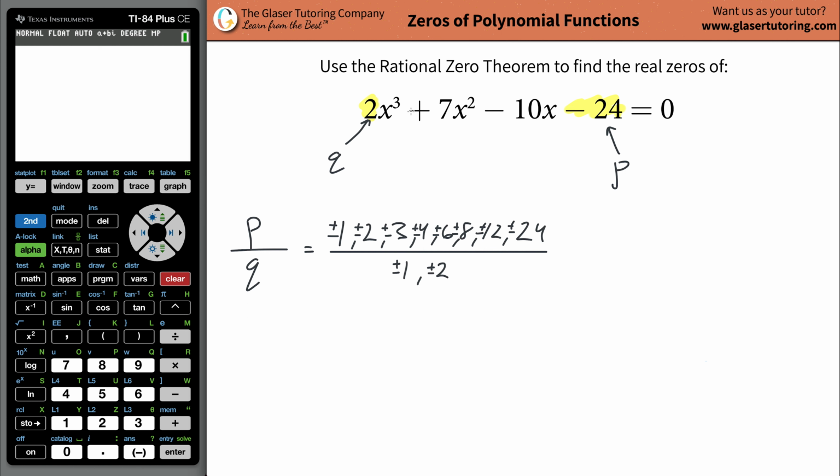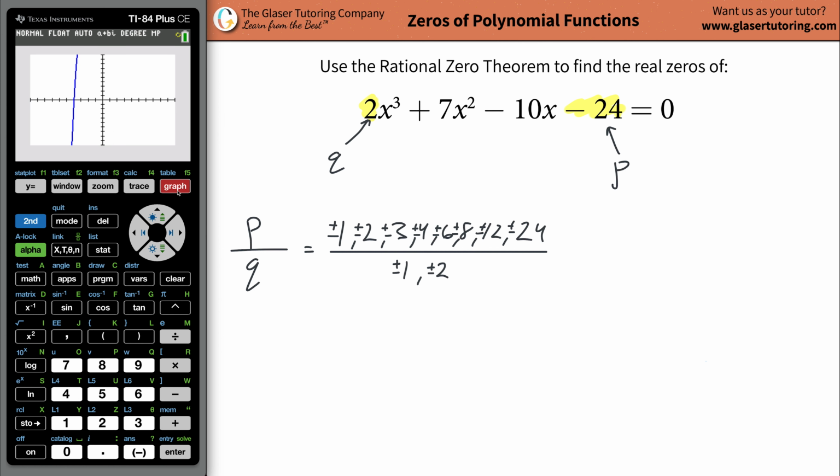So what I'm actually going to do to find the zeros is cheat a little bit, quote unquote, and use the calculator. You should know how to do this in the calculator. Just plug in your function: 2x cubed, plus 7x squared, minus 10x, and then minus 24.